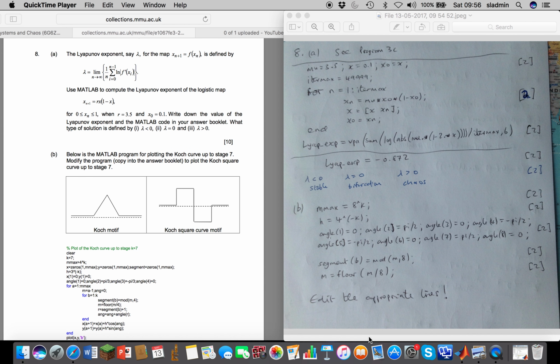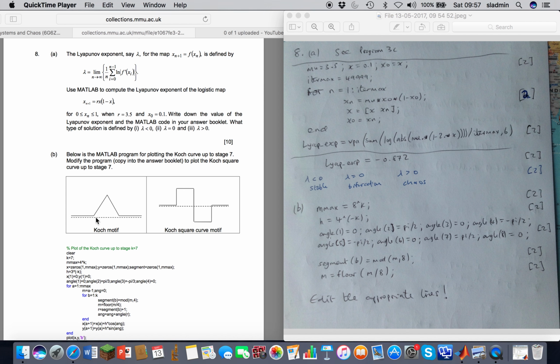Question number 8 from the summer 2014 paper for Dynamical Systems and Chaos. Question 8a, we want to determine the Lyapunov exponents for a logistic map, and we also want to say what type of solution is defined for these Lyapunov exponents here.